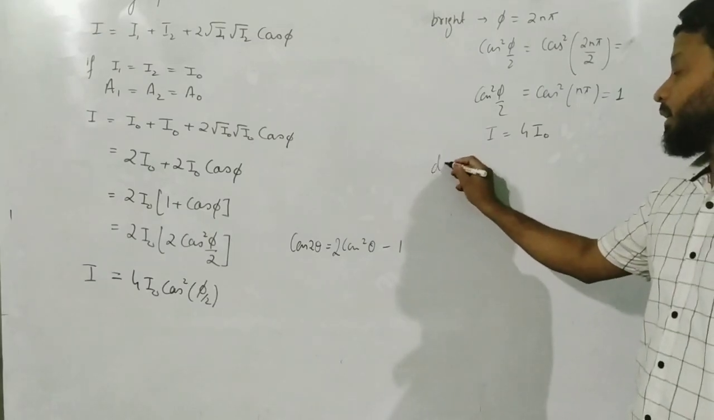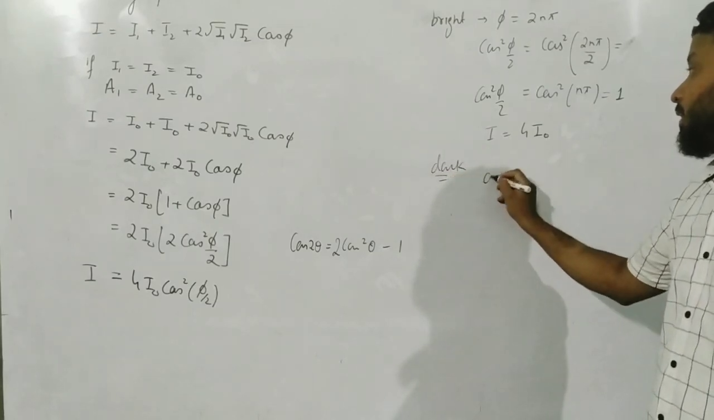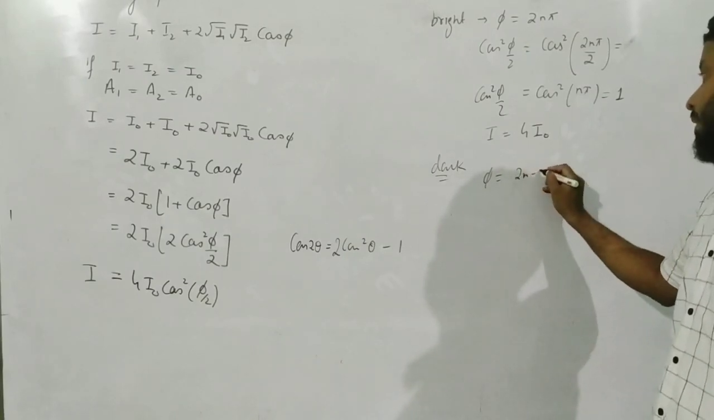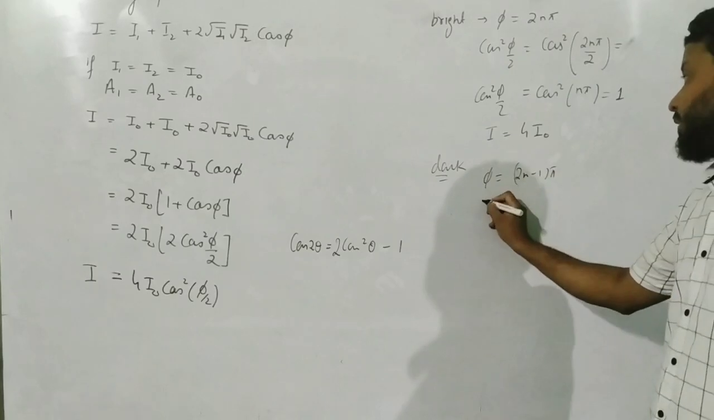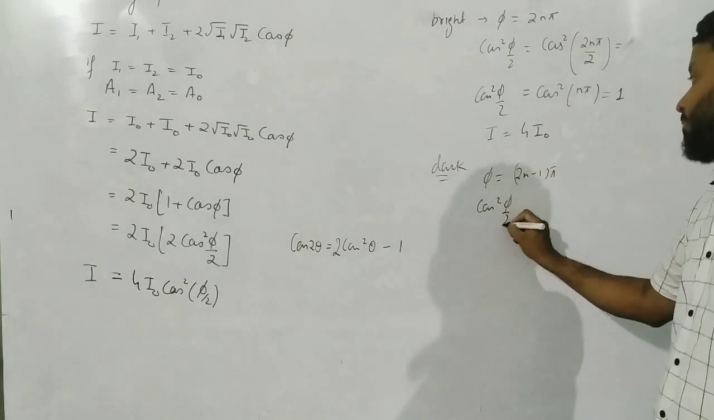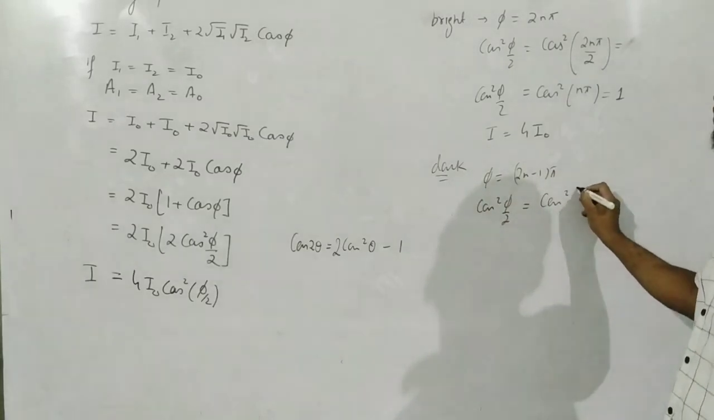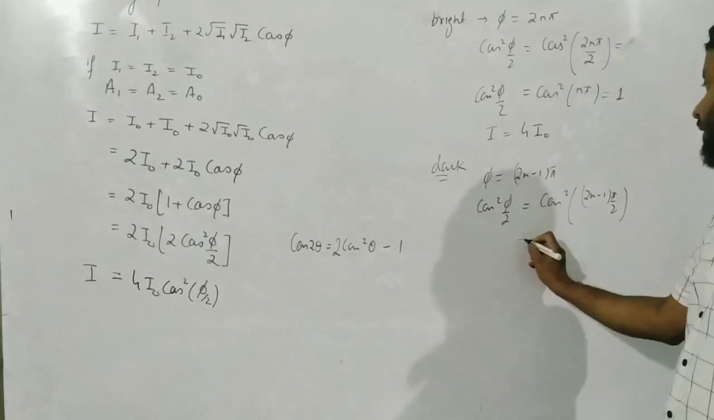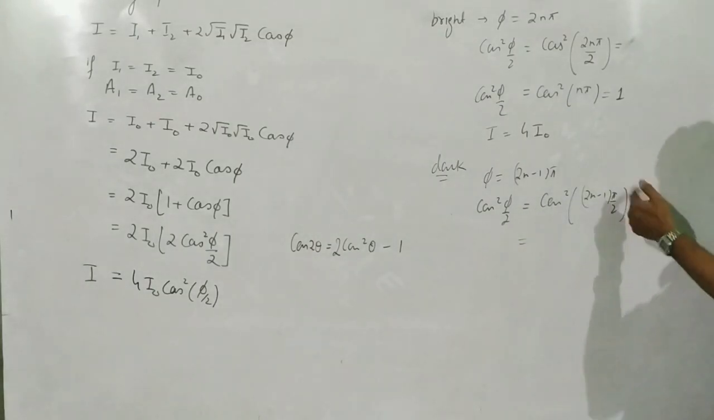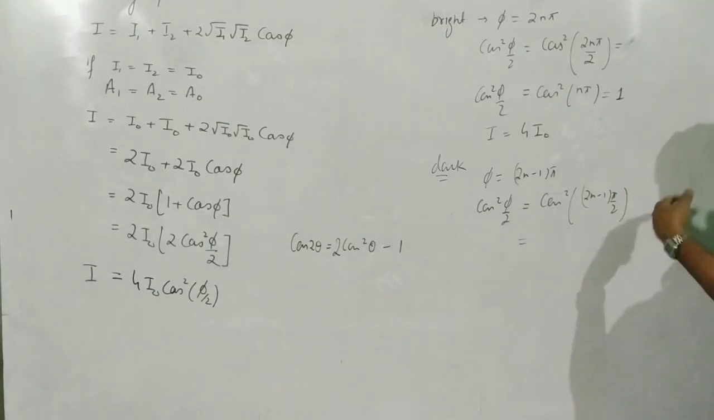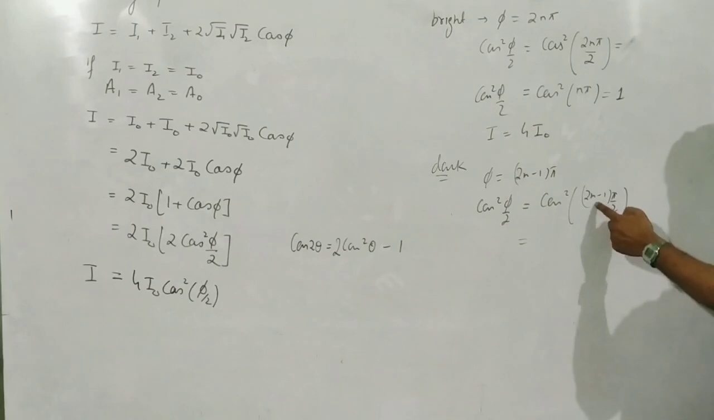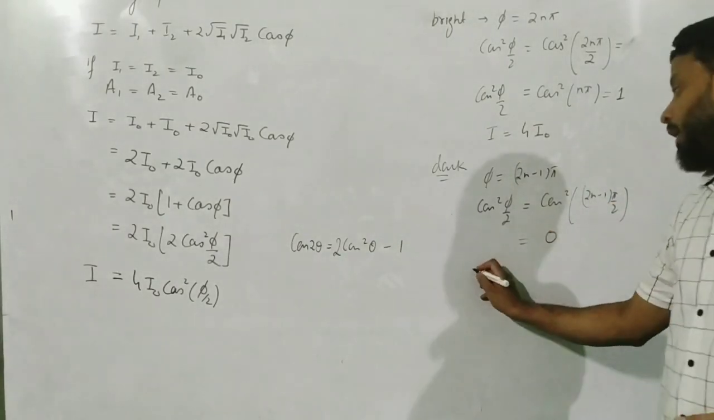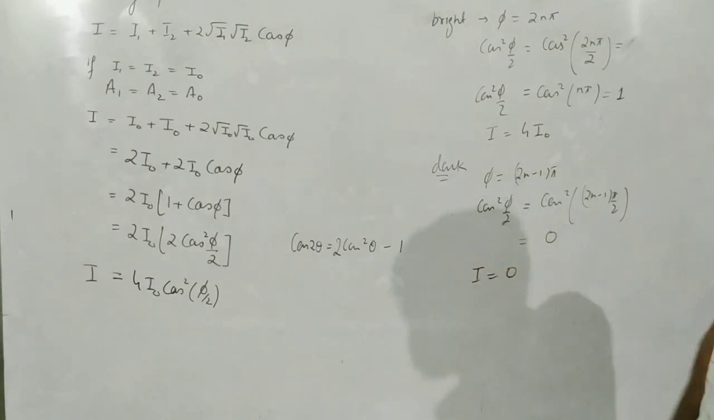Now what about the dark? If you have a dark region, then phi will be equal to (2n minus 1) into pi, and that will give you the value of cos square phi by 2 as cos square of (2n minus 1) into pi by 2, the whole, and that will always be odd multiples of pi by 2. So it will be pi by 2, 3 pi by 2, and the cos square of all those values is always 0, and hence my intensity will always be equal to 0.